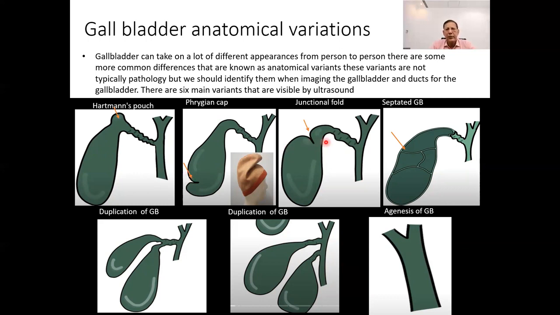The junctional fold is found between the neck and the body of the gallbladder. Similar to the Phrygian cap, it causes the gallbladder to fold over on itself at the lower portion of the organ. So it does not have any real significance.